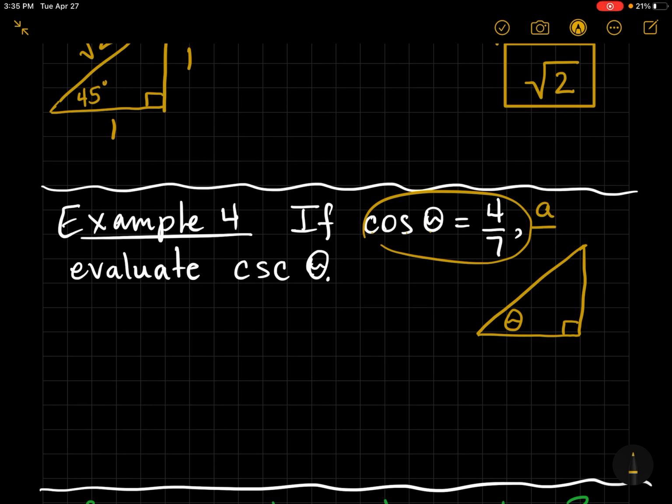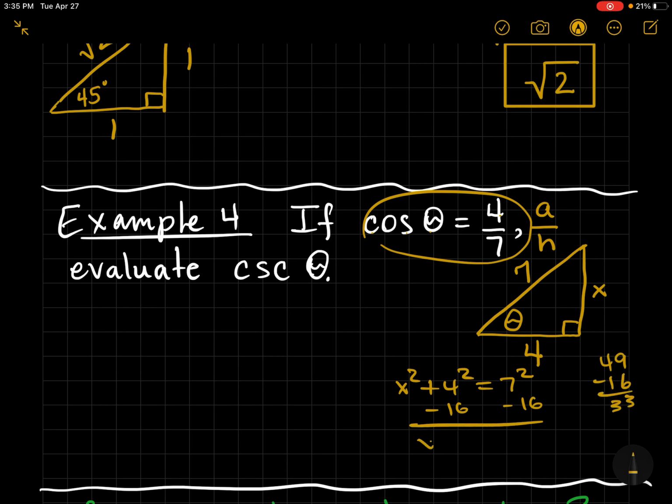Cosine is adjacent over hypotenuse. So I'm going to put 4 on the adjacent side and 7 on the hypotenuse. Now I'm going to use Pythagorean's theorem. Maybe call that x. X squared plus 4 squared equals 7 squared. And so I'm going to subtract 16 from 49. And that gives me 33. And I'm going to take the square root. So x equals the square root of 33.